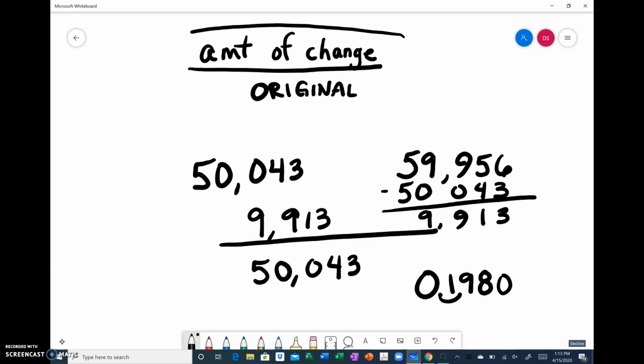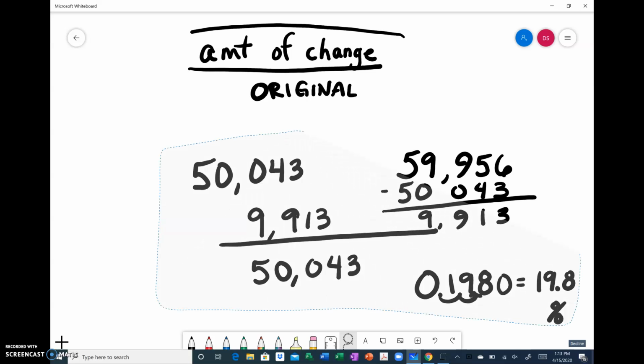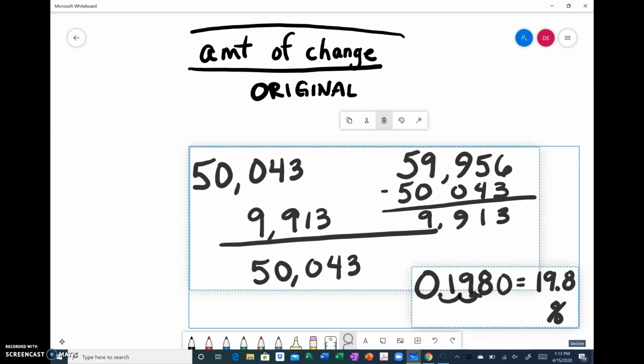If you're doing this in your calculator, you would see that the 10,000th place is a 0, so the 8 would not change. To change this decimal to a percent, I would move it over 2 places to the right, and I would see that the percent of change was 19.8%. That is the answer to 25. Hopefully you solved that correctly before you looked at my answer.